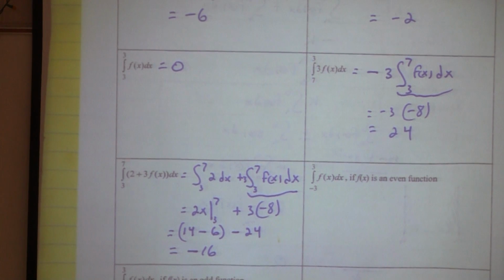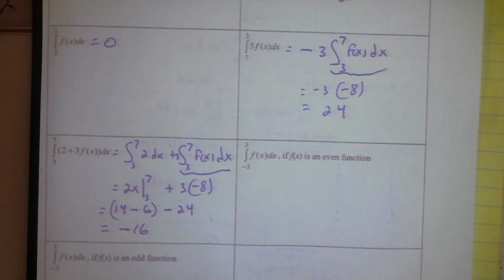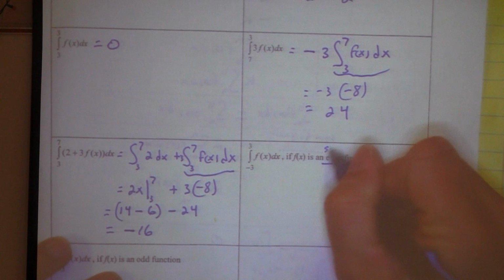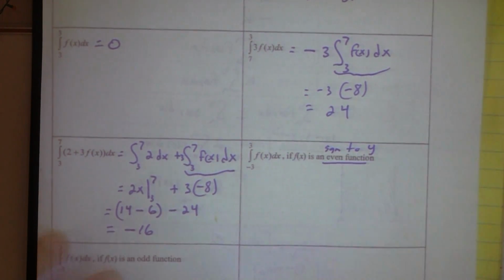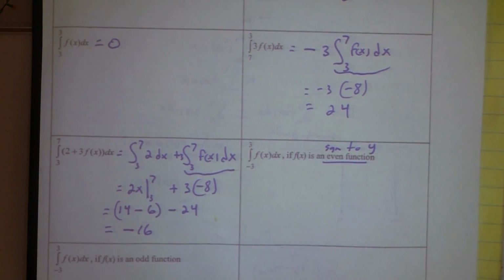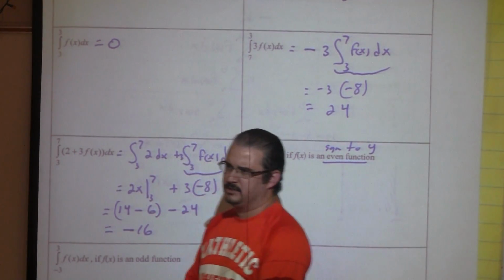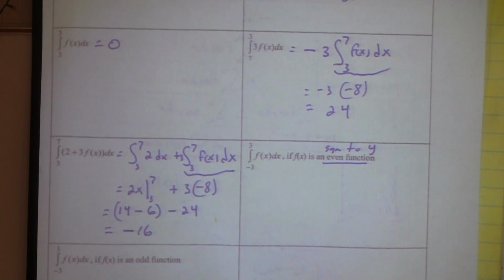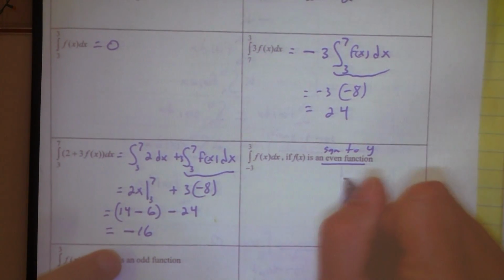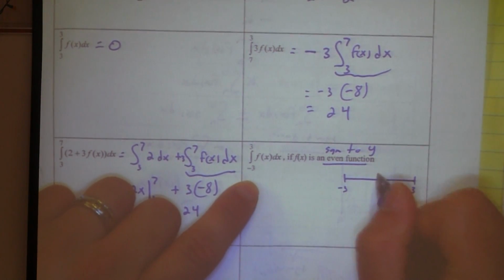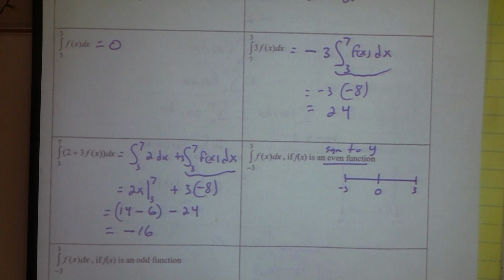Same idea here. Right. The next one is telling us that f of x is an even function. What does that mean? Symmetric to the y, right? Okay? So that means what's on one side from 0 is the same as what's on the other side from 0, right? So sometimes what I do on these problems is I draw a little number line, and we're going from negative 3 to 3, and we know the midpoint has to be 0 because that's the part that cuts it in half. That's the y-axis, right?